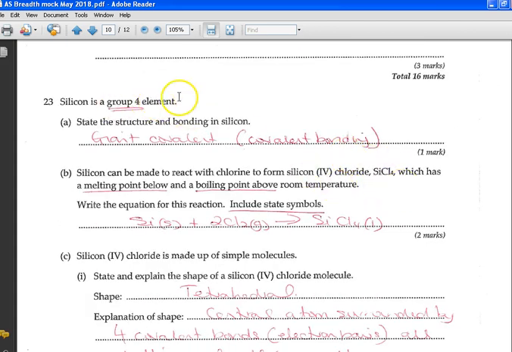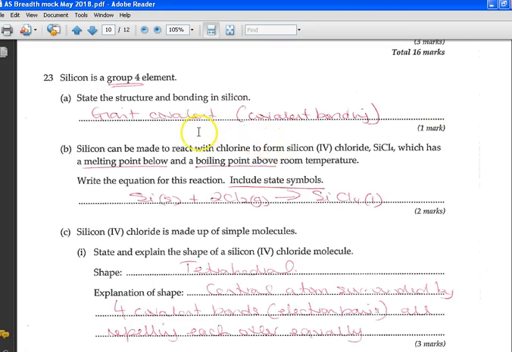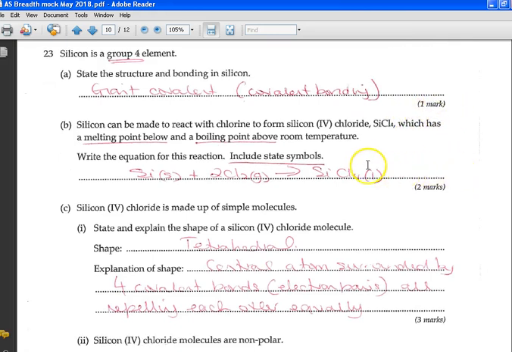Okay, this is a group 4 element. Group 4 is the only group that has a giant covalent structure in it. Please, this is such basic stuff. Learn as you go across the period, where does the bonding change? You've got metallic, you've got the one group 4 that has giant covalent, and then after that we go for simple molecular. Okay, 1 mark, so they're not expecting too much.